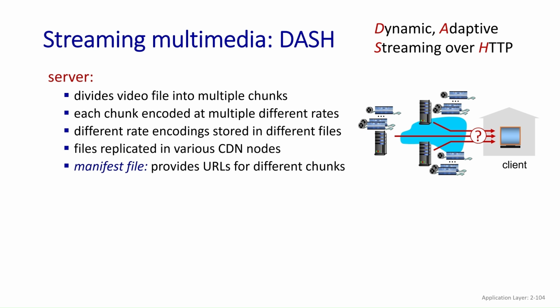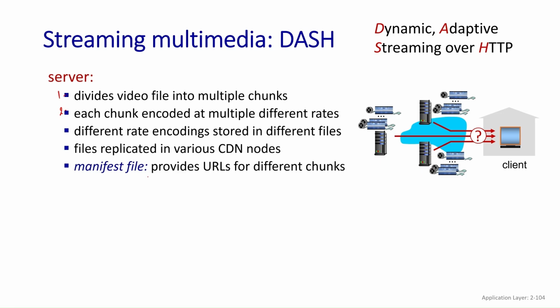Number two, each chunk is encoded at a different rate. You must have often experienced this while watching a YouTube video. The quality of the YouTube video is automatically adjusted based on the quality of your internet connection. You can play it at 480p or 720p or 1080p, or 4K, for example, which is H.265, depending upon your network connection.